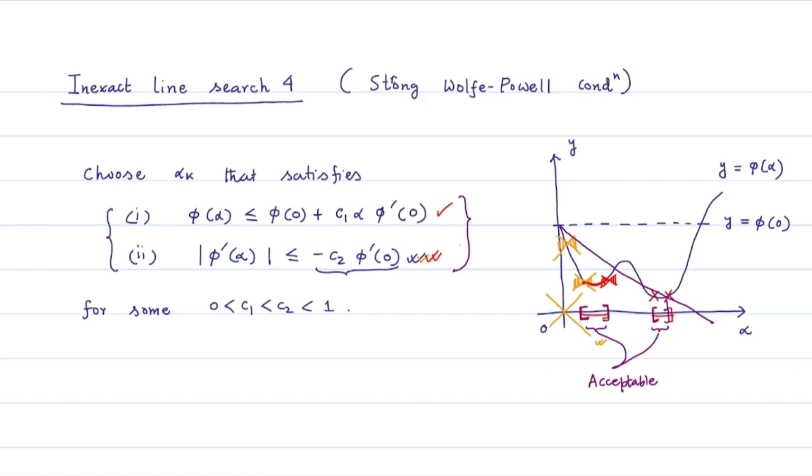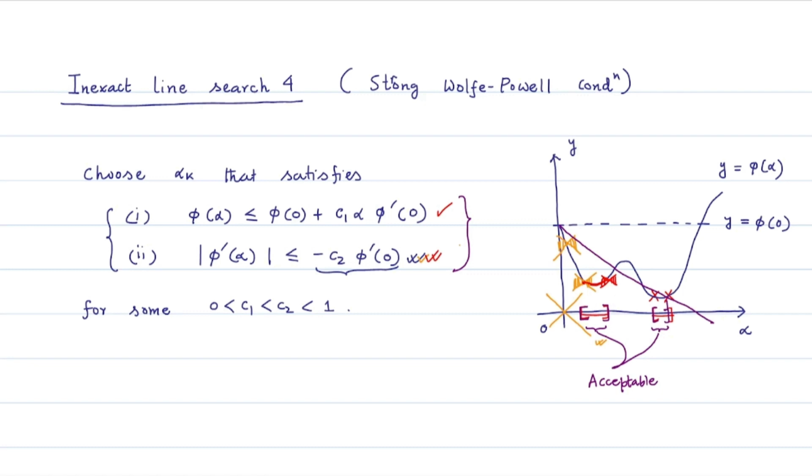Now, after the discussion of all these four inexact line search conditions, you may ask me a question: through a hypothetical graph, you have shown the set of all possible values of alpha which satisfy the inexact line search conditions 1, 2, 3, and 4.